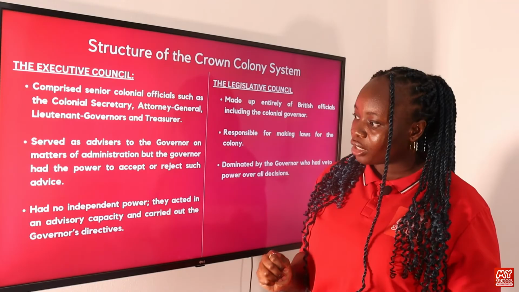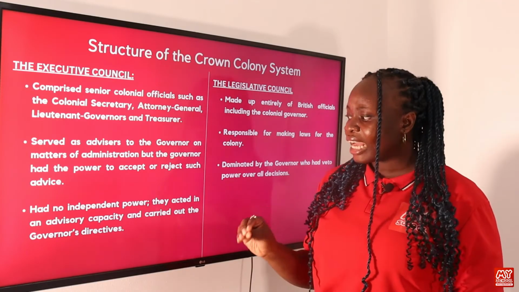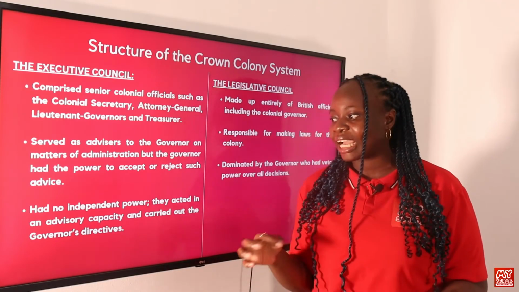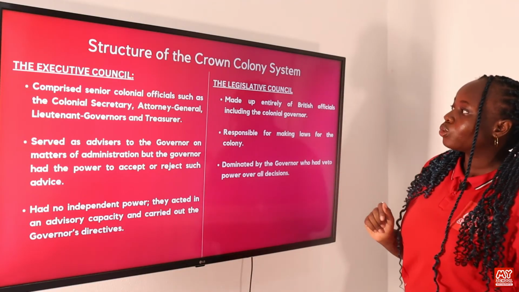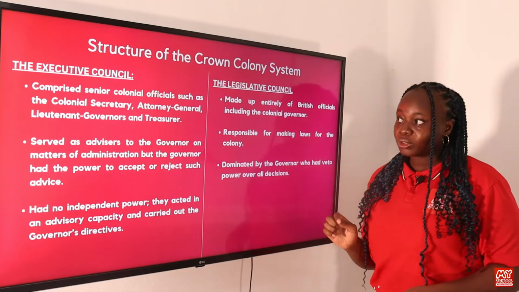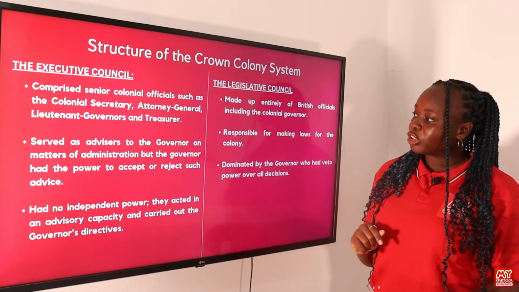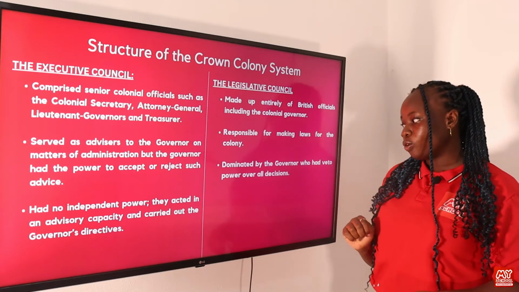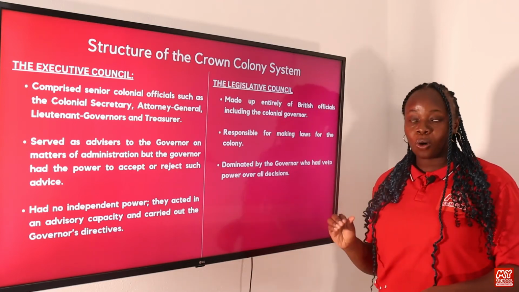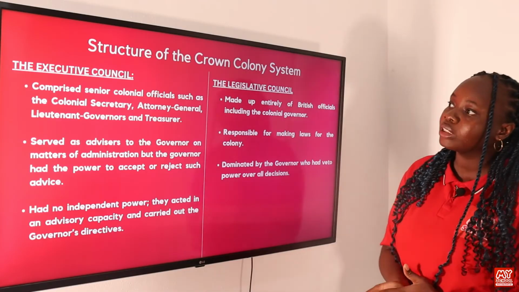The Executive Council also had no independent power. They acted in an advisory capacity and carried out the governor's directives. The Legislative Council was made up entirely of British officials, including the colonial governor. They are responsible for making laws for the colony, and they were dominated by the governor, who had veto power over all decisions. Now let's move on to the next slide.